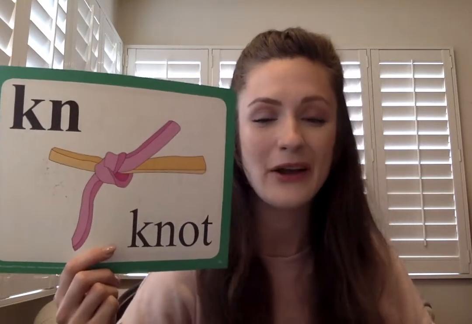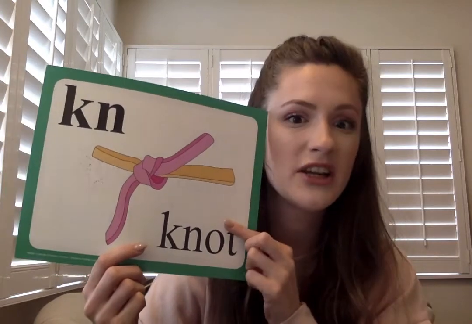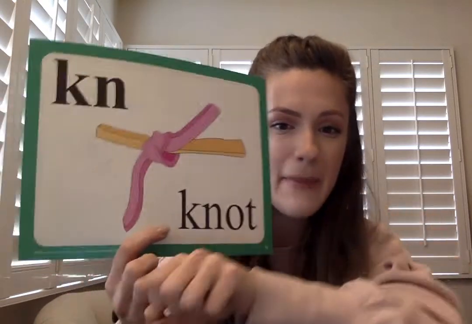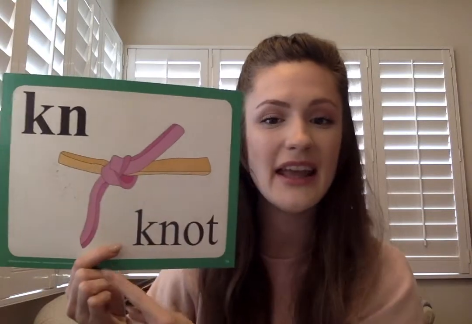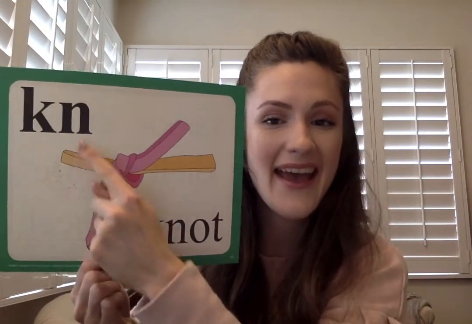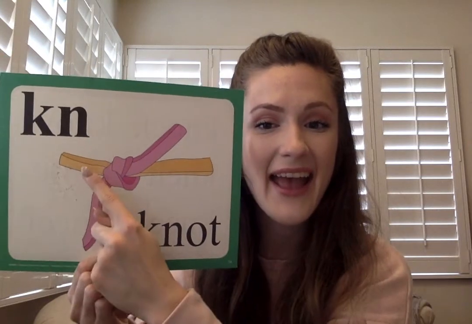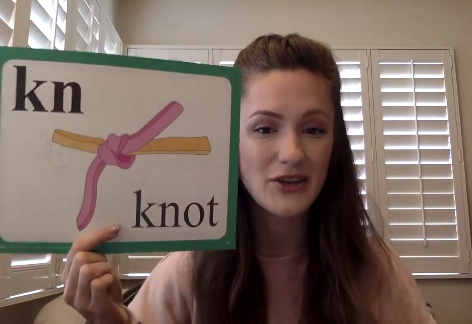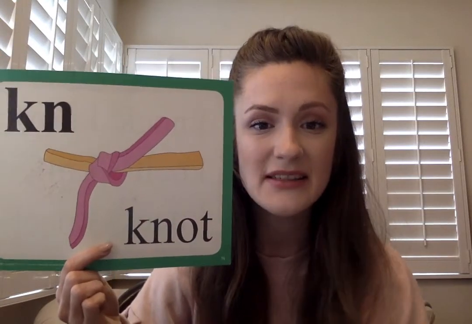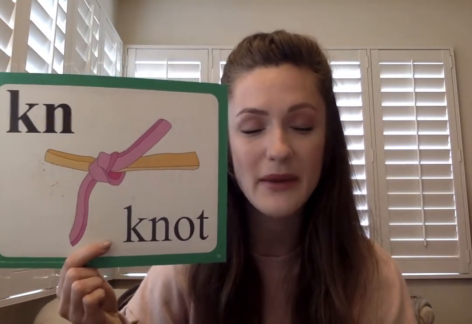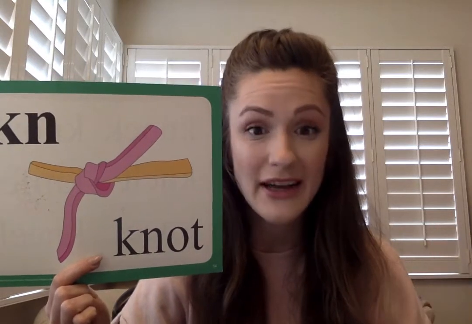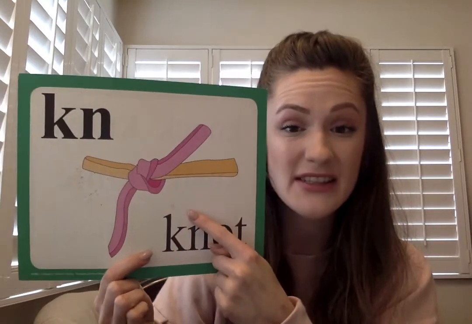So this is how it goes. Maybe we should do the motion, like make a knot. So N in not, K-N. Let's do it again. N in not, K-N. You do it by yourself. Good job. Now go ahead and get out a piece of paper and a pencil, and we are going to be writing down some words that have this special sound K-N. All right?